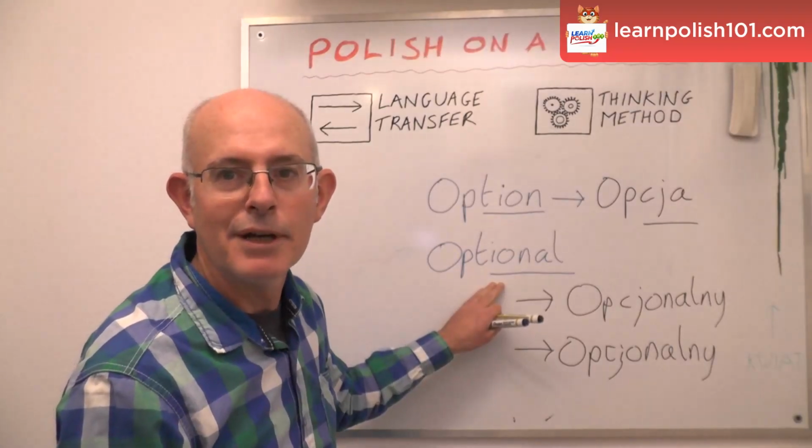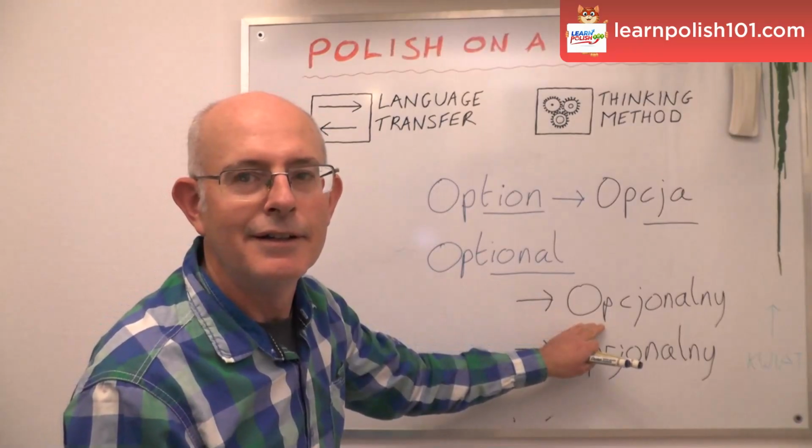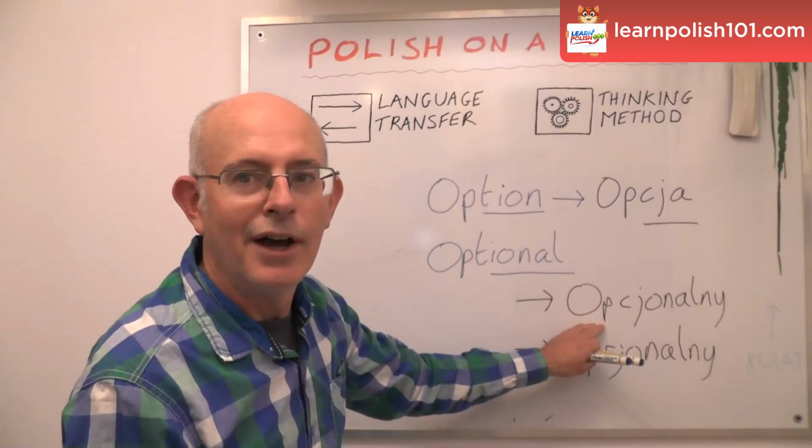Okay, let's hear this. Opcjonalny. Okay, and now let's look at some examples. So functional. Let's think about that root, funk. And we've got something in there that sounds like a K, so it is a K, funk. And now we're just going to add our ending onto it to get the Polish. Funkcjonalny.